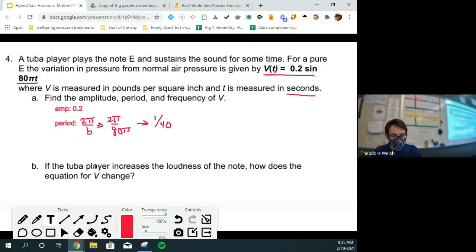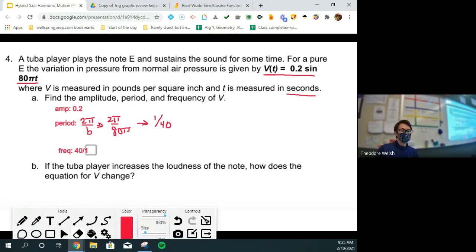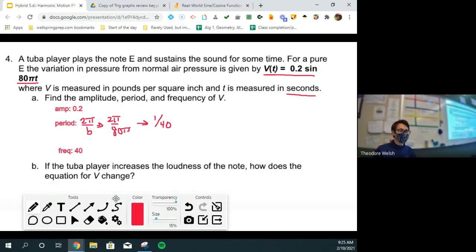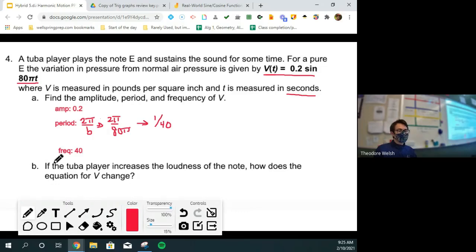Next, my frequency. So frequency we know as the reciprocal or opposite of period. So if period's 1 over 40, my frequency would be 40 over 1, or just 40. So we complete 40 cycles, or our sine function goes up, down, and back to center 40 times in 1 second. This frequency represents number of cycles in the given unit of time. And our given unit of time is second.